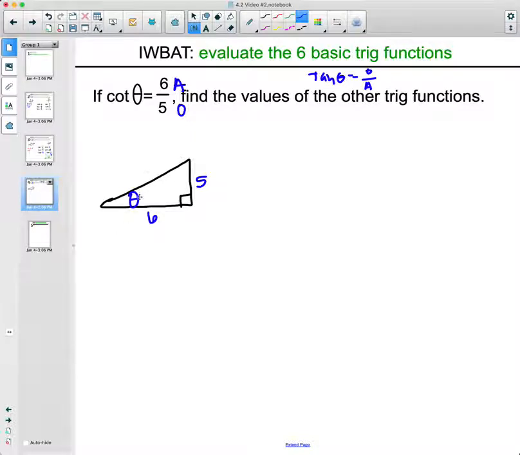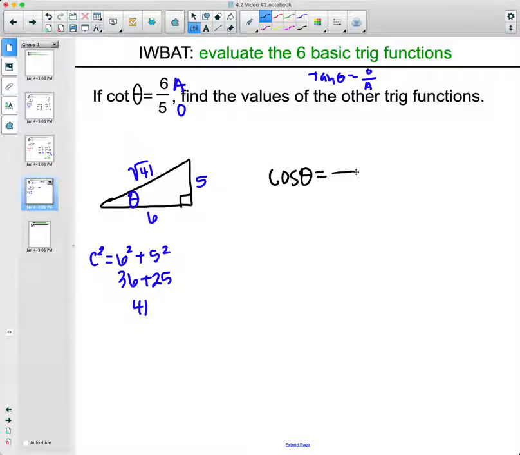So then we would need to find the hypotenuse by doing the Pythagorean Theorem. So we'd have 6 squared plus 5 squared. So 36 plus 25, which is 41. So this will be square root 41. And then again, just filling in all of these. So cosine, and cosine is going to be adjacent over hypotenuse. So 6 over square root 41.